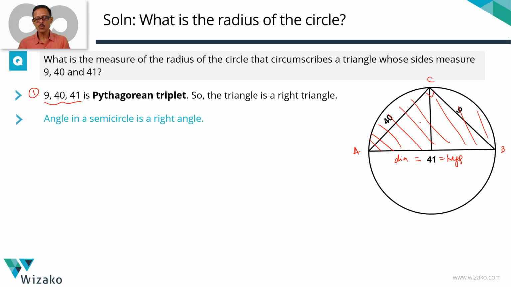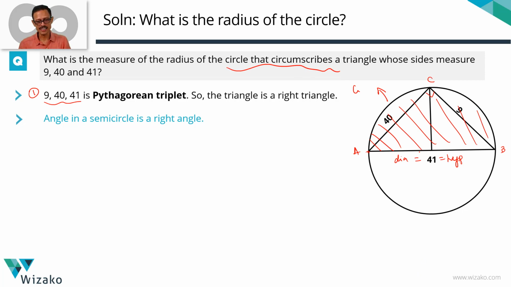Fourth deduction is, what is the circle to the triangle? The three vertices of our triangle are A, C and B. All three vertices lie on the circumference of the circle. So this circle is the circumcircle, a circle that circumscribes this triangle. So we have done deduction 4.